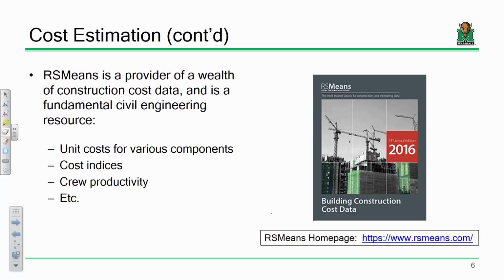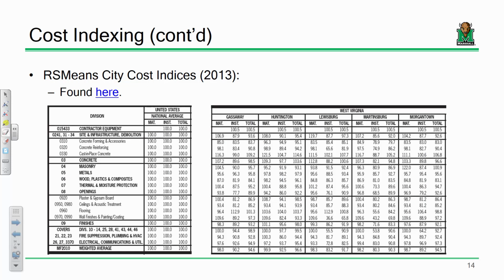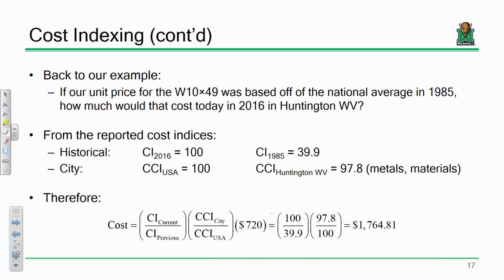So let's go back to this. I'm going to go back a few slides. Remember this? How much does 12 linear feet of W10 by 49 cost at $60 per foot? Let's say that $60 per foot came from an RS Means guide that I pulled in 1985, and I need to convert that to 2016 dollars. So I can do the unit cost equation: $60 per foot for 12 feet is $720, but I need to bring it to a current date, let's say 2016. And then I also need to bring those costs to Huntington, West Virginia.